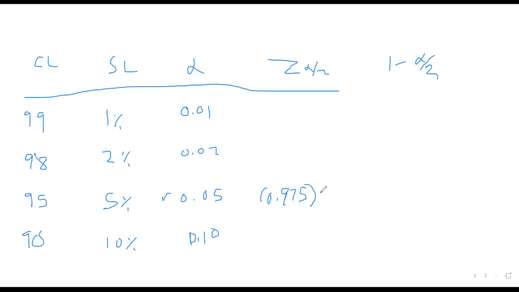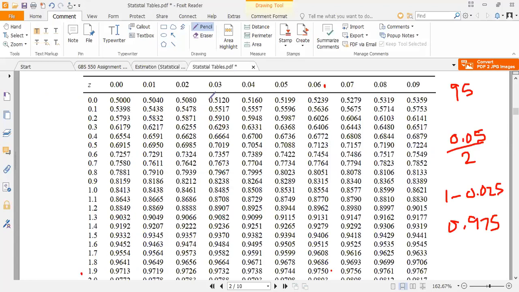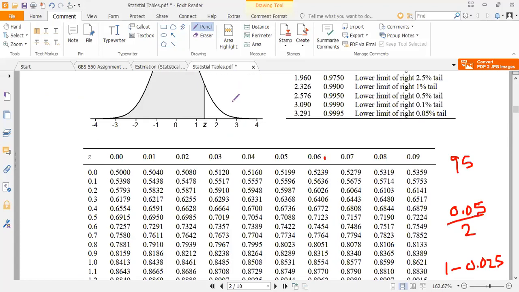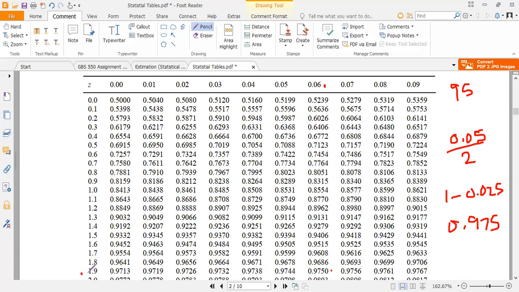Is that clear how I'm getting this? Divide this by 2 and subtract from 1, you get 0.975. Then you check it from inside the table. When you go to the Z table, this is called the Z table. So the reading for any arbitrary number like 1.23 or 1.22 is 0.888. But if I ask you using this probability to give me the Z, it would be 1.22.